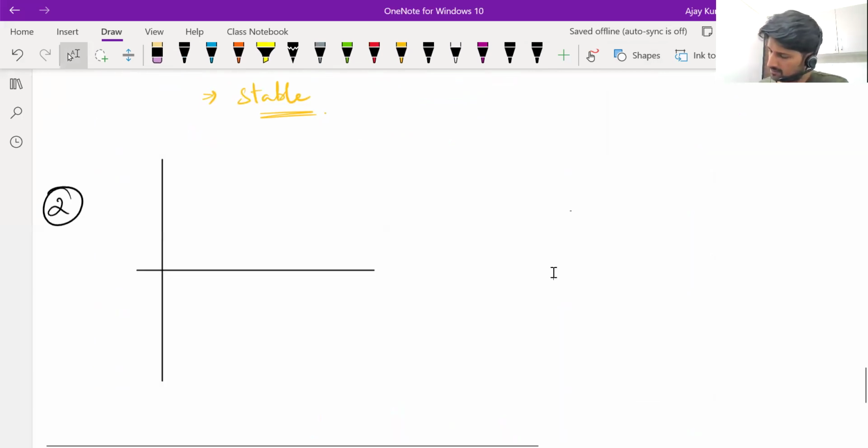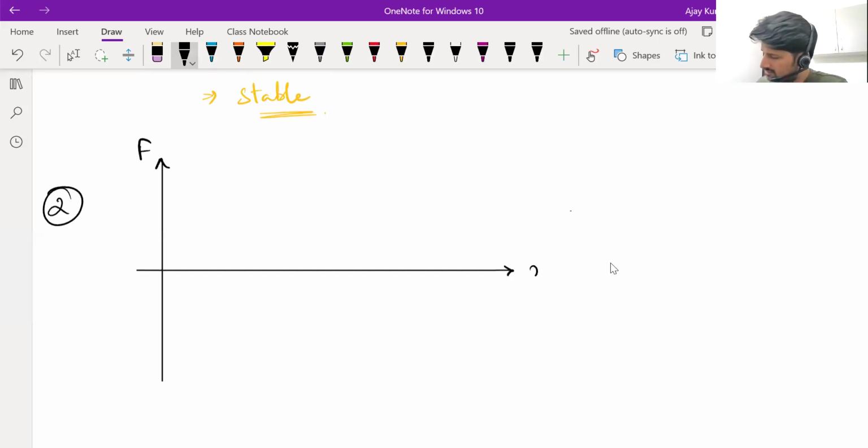Suppose a graph is given to you, graph of what and what? Let's say force at different positions. That graph is directly given to you. And the graph looks like this.